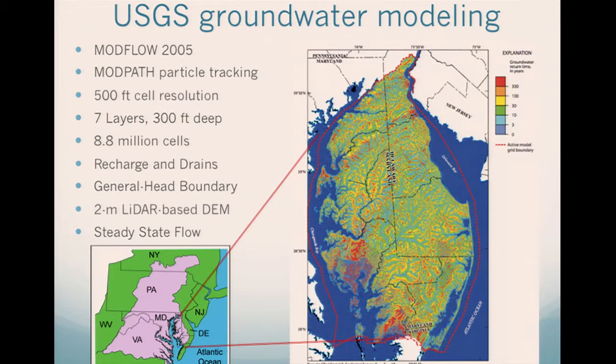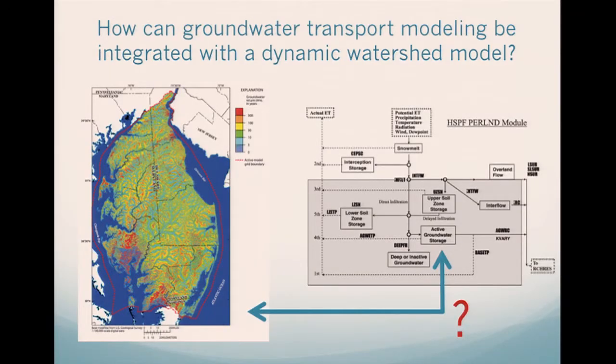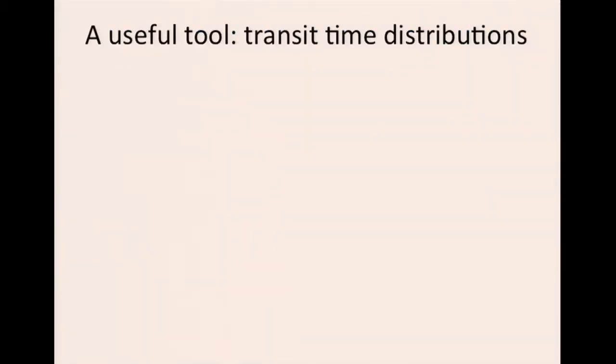So, question, how can we take this kind of steady state groundwater model in a gridded domain and plug that into a lumped subwatershed-based daily time step watershed model? How do we make that link? So a useful tool that we could use to do this is the idea of a transit time distribution, which is a distribution of the ages of water leaving a system.